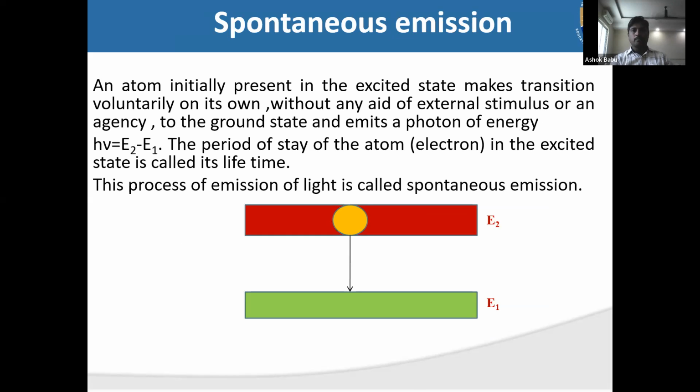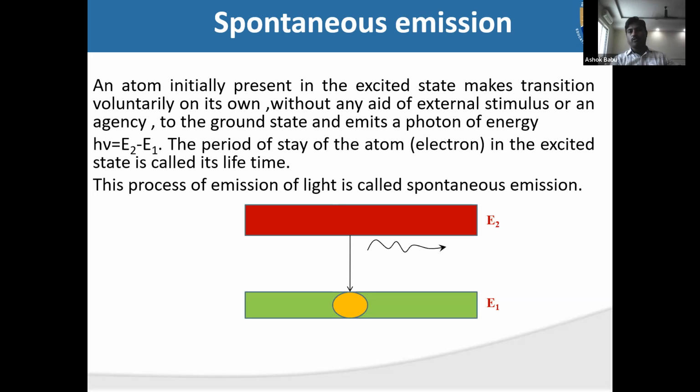After that, spontaneous emission. An atom initially present in the excited state makes a transition voluntarily, without any aid of external stimulation, to the ground state and emits photon energy. This is called spontaneous emission, which occurs after completion of the lifetime. So the atom now appears in the ground state.